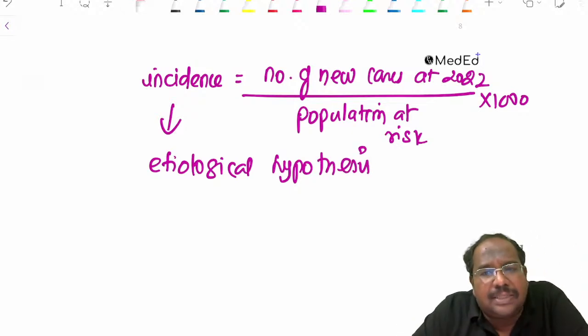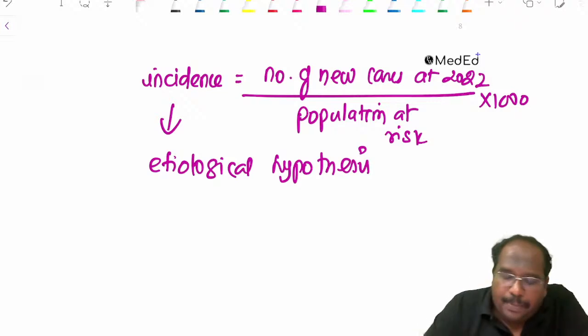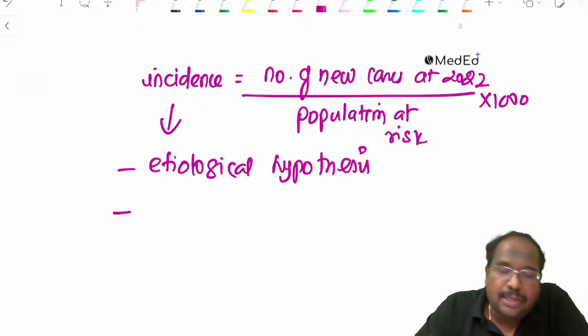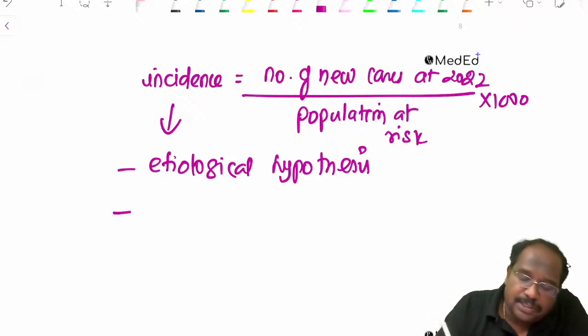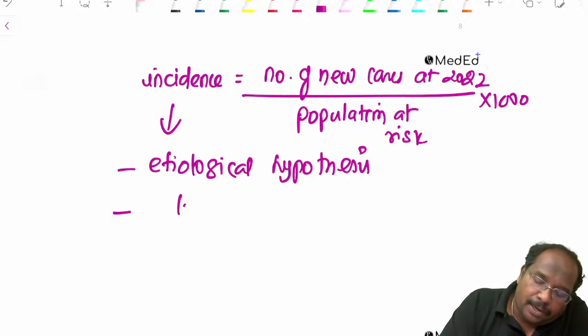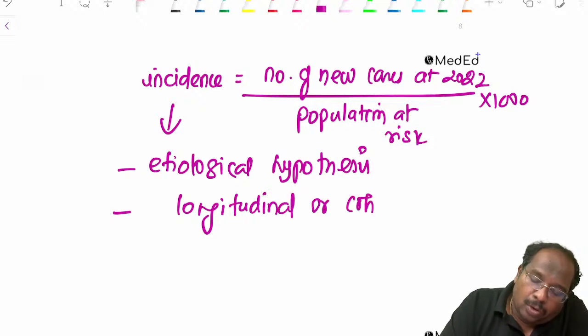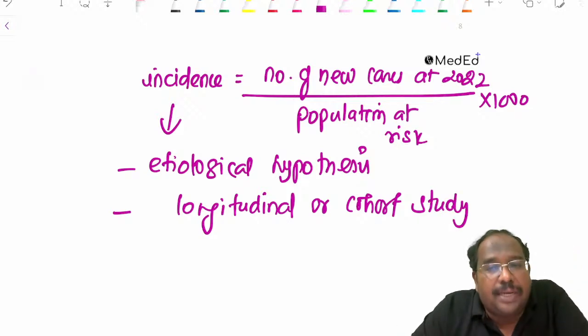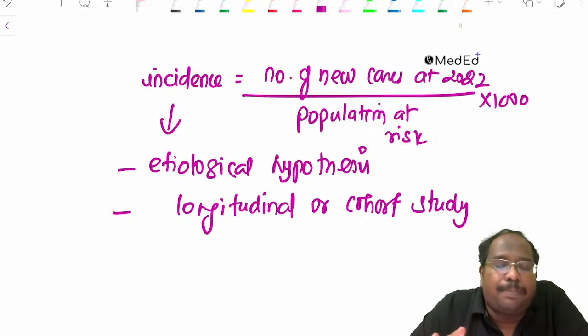To study the natural history of disease, we can use incidence. But which study will give you incidence? Incidence will be given by a longitudinal or cohort study. A cohort study can give you incidence. So, number of new cases in a particular time period by population at risk.